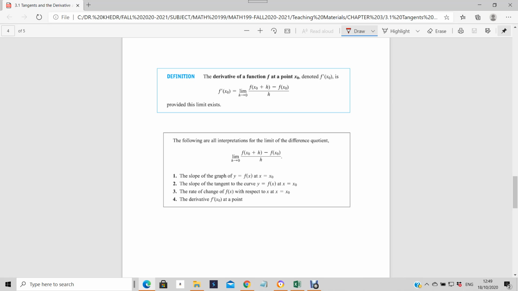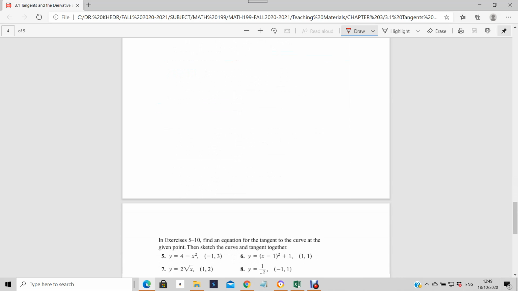Either name number 1 or 2 or 3 or 4, depending on the question. Sometimes the question will ask you to find the slope of the graph of the function, or the slope of the tangent line to the curve of the function, or the rate of change of the function, or the derivative of the function. In the coming section, section 2, we'll be using only the last one, which is to find the derivative of the function. So if the question is asking you to find the derivative of the function f of x at x equals x0, it means it's asking you to find this limit in the definition.